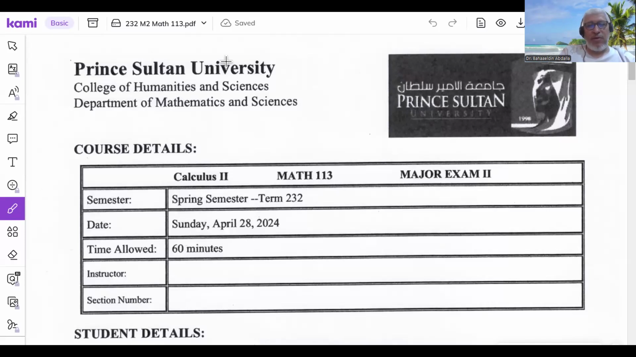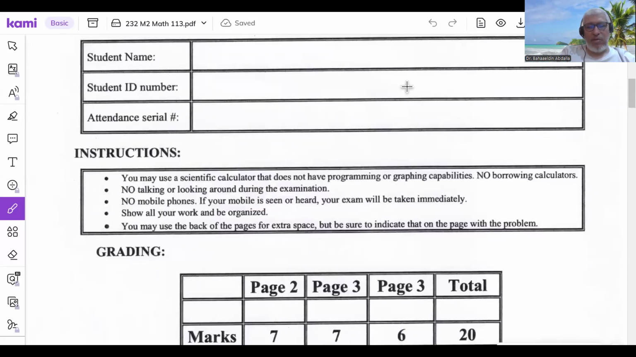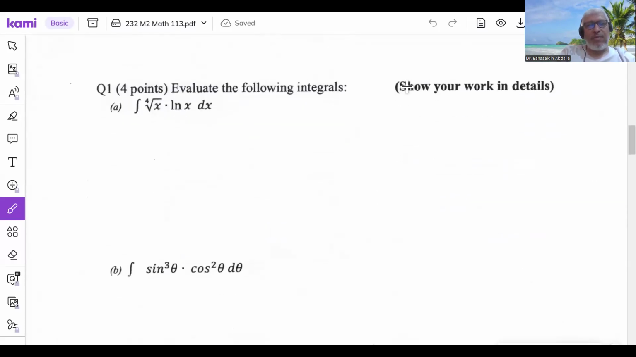This is Math 113, Calculus 2, Major Exam 2, Term 232. Let us have a look at the exam and solve it together. The first question is asking to evaluate the integral. Well, we have different methods to evaluate the integral, different techniques in Chapter 7.